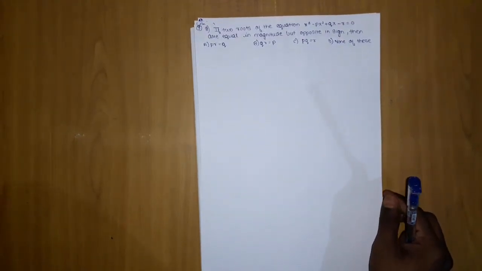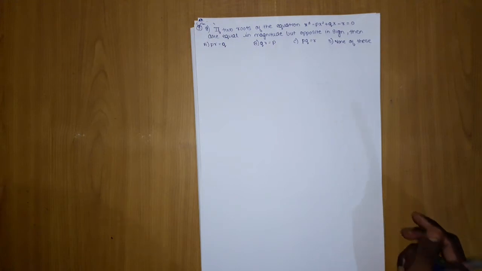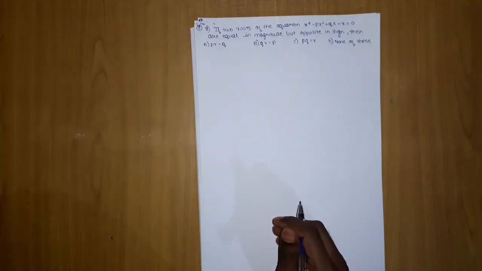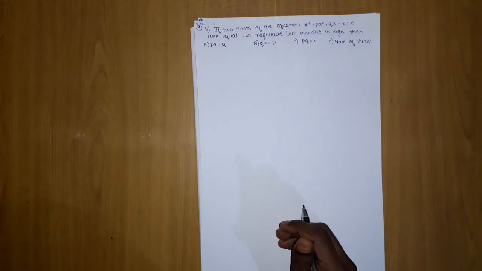Okay, let's move on. Question number 9. If two roots of the equation x cube minus px square plus qx minus r equal to 0 are equal in magnitude but opposite in sign, then, okay, two roots are equal in magnitude and opposite in sign. So how will we approach this problem?